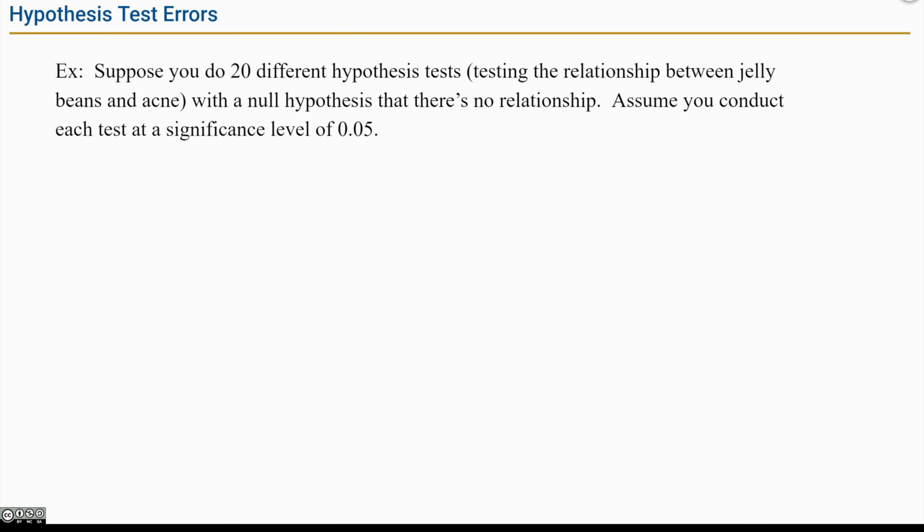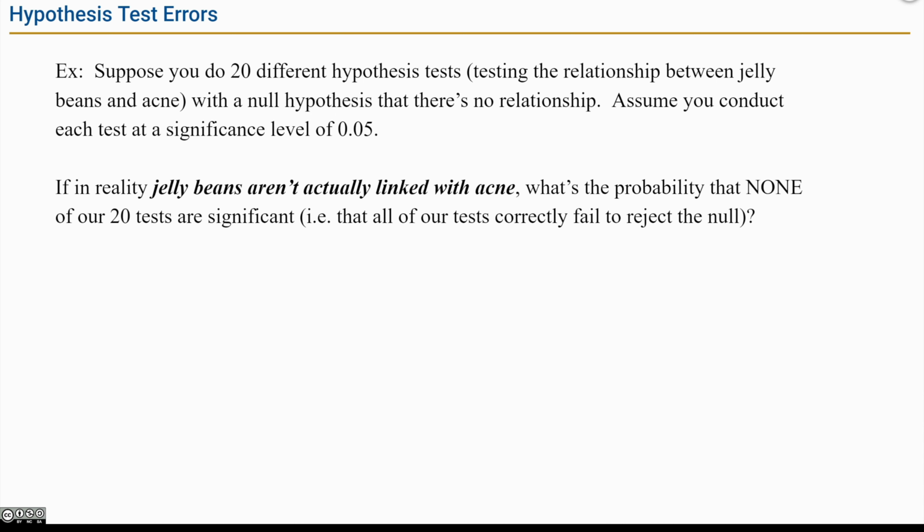So here's an example. Suppose you do 20 different hypothesis tests, testing the relationship between jelly beans and acne. Okay, spoiler alert, there's no relationship between jelly beans and acne. And let's say that's your null hypothesis, that there's no relationship. Let's assume you conduct each test at a significance level of 5%. If in reality jelly beans aren't actually linked with acne, what's the probability that none of our tests are significant, i.e. that all of our tests correctly fail to reject the null?